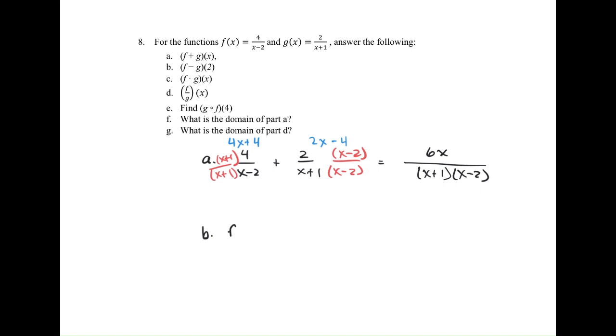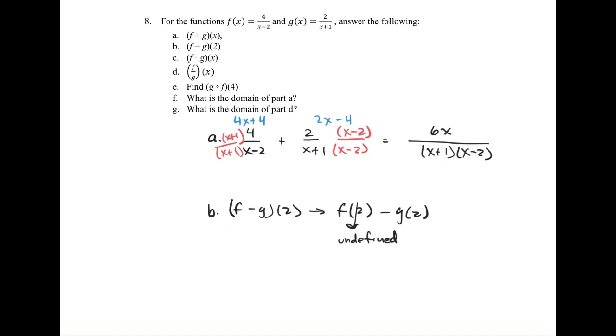Part B, f minus g of 2, this can be thought of as f of 2 minus g of 2. The problem here is f of 2 is undefined. So we can't subtract g of 2 from something that's undefined, so the whole problem is undefined.